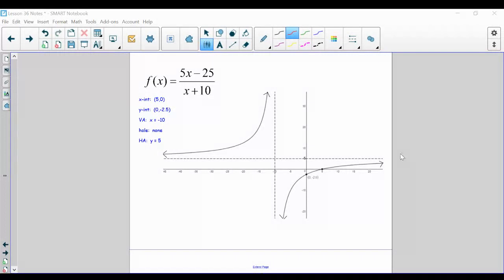All right, so that is lesson 36, horizontal asymptotes when the numerator and denominator degree are equal. Let me know if you have any questions.